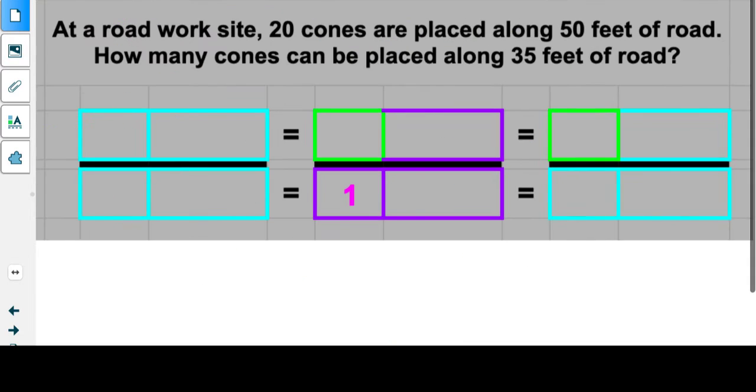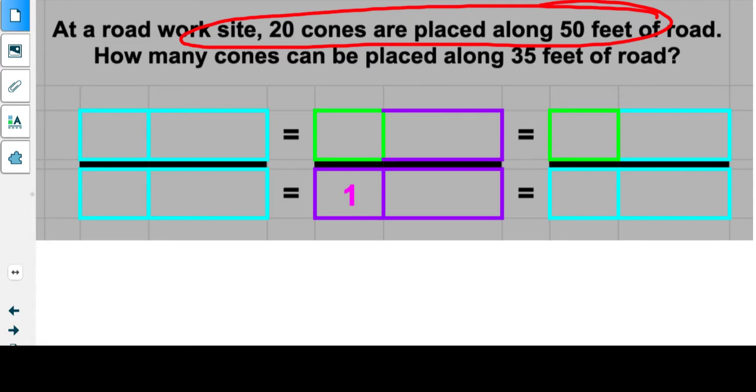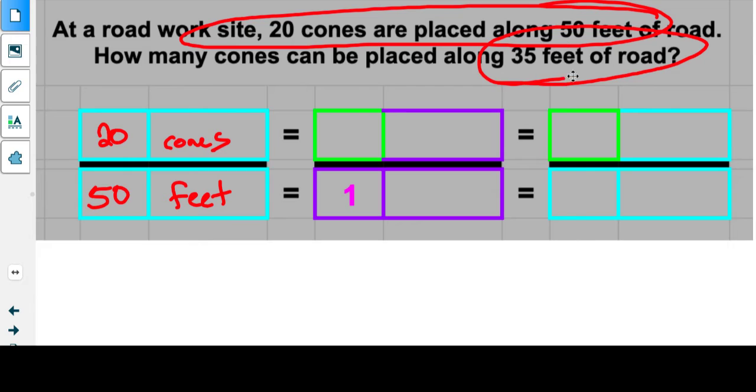All right, so if you need it, let's do one more. Let's do the second one together. It said at a road work site, 20 cones are placed along 50 feet of road. How many cones can be placed along 35 feet of road? Well, we always start the same way. Start with your rate. 20 cones, 50 feet. So they use 20 cones to mark their 50 feet along the line. We want to aim for 35 feet. So it's always good to know what we're aiming for.